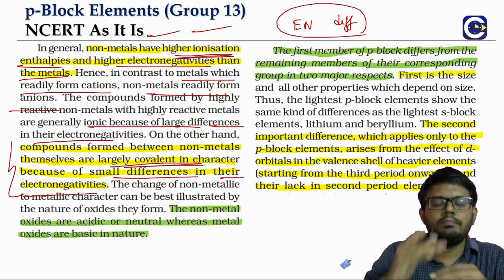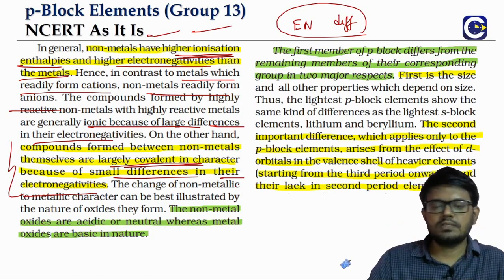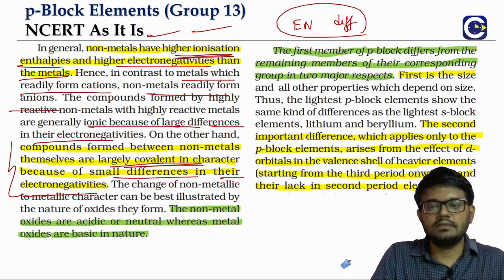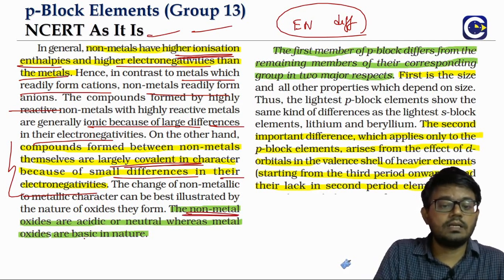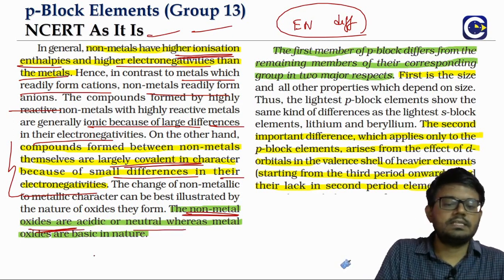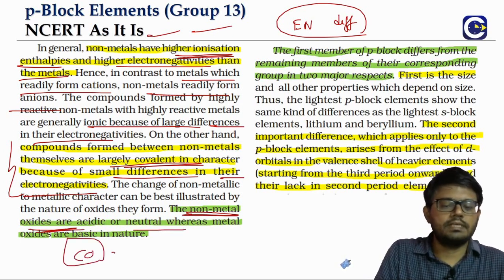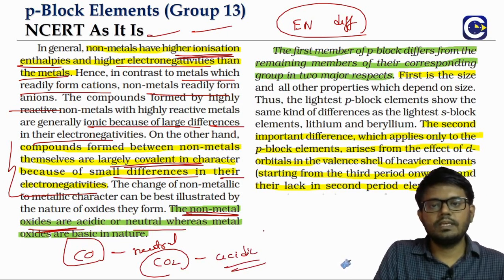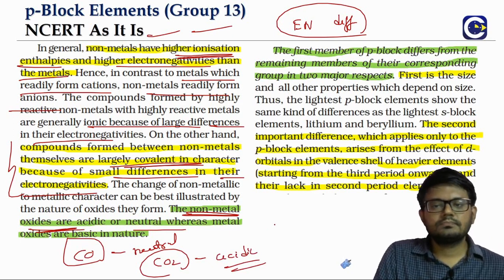And how do we particularly identify the non-metals? Metal oxides, we know, are basic in nature. When we talk about the non-metals, the non-metal oxides are either acidic or neutral. Say for example, if you talk about carbon monoxide, what is carbon monoxide? It is a neutral oxide. Whereas you take carbon dioxide, it will be what? Acidic oxide. So non-metal oxides can be neutral or they can be acidic.